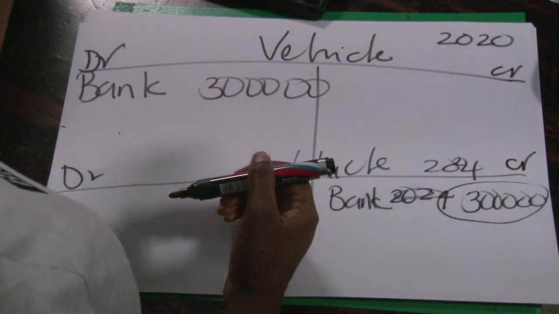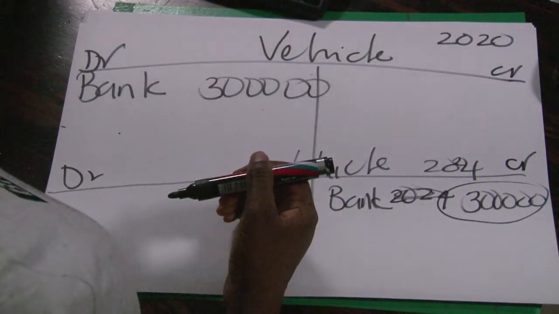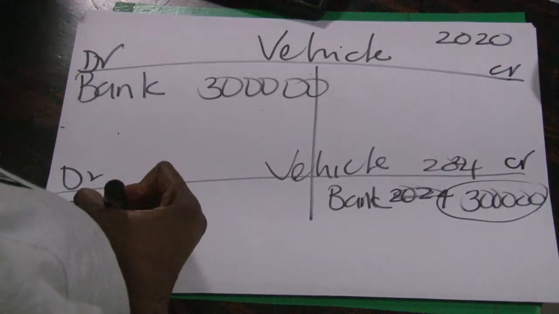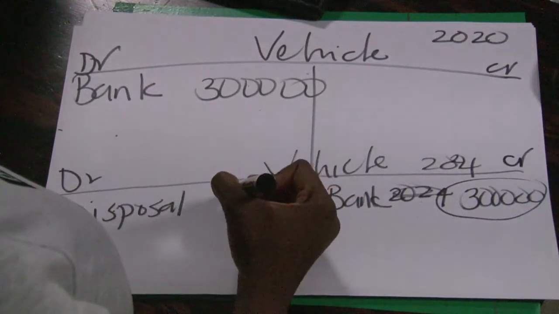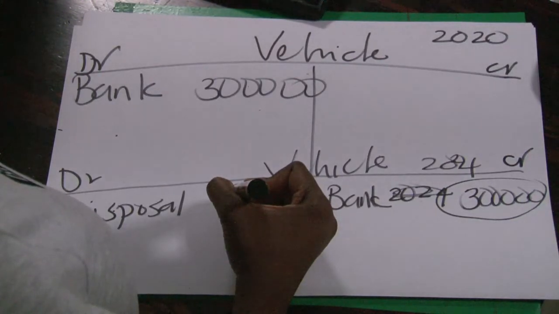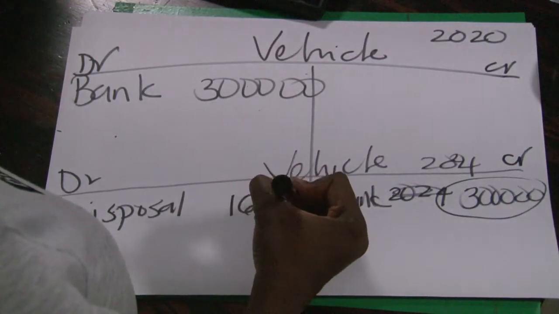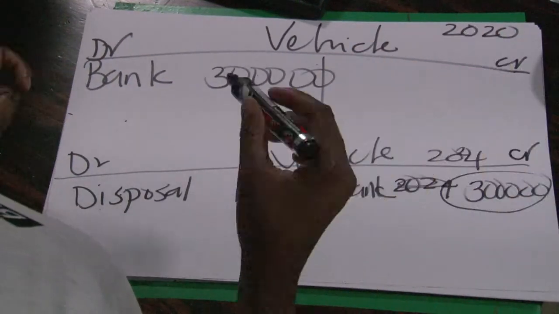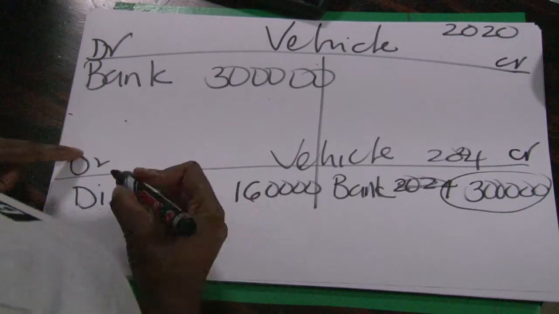Credit fixed asset with the original cost price, and debit the disposal account. How much are we going to sell it for? Then we are going to say disposal. How much? Then we are going to sell it at what price? Let's say 160. And then depreciation, if there is any. Depreciation here.